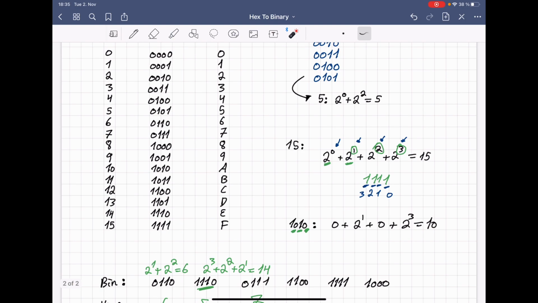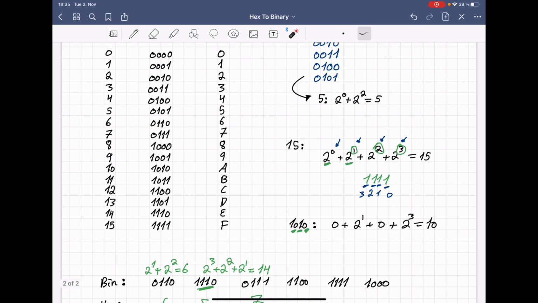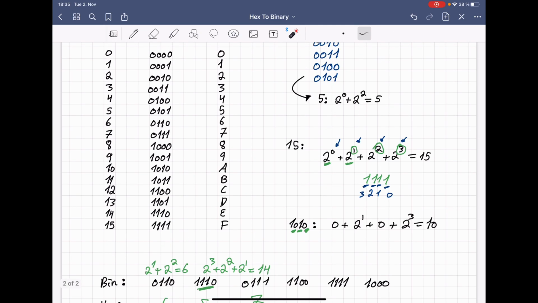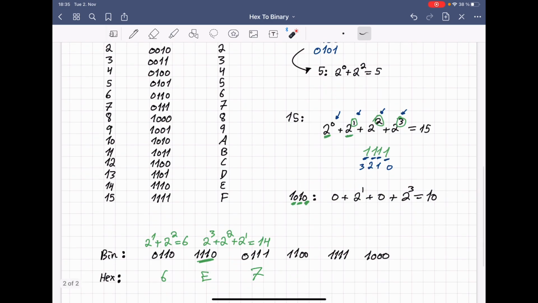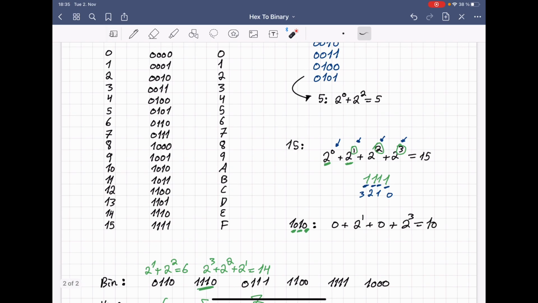The letter C, looking back at the table, is represented as 1100, which is the number 12 in decimal, and in binary it's 1100. The letter A is represented as 1010. The letter F, so guys look, we're just breaking down these few words into binary. The letter F is represented as 1111.